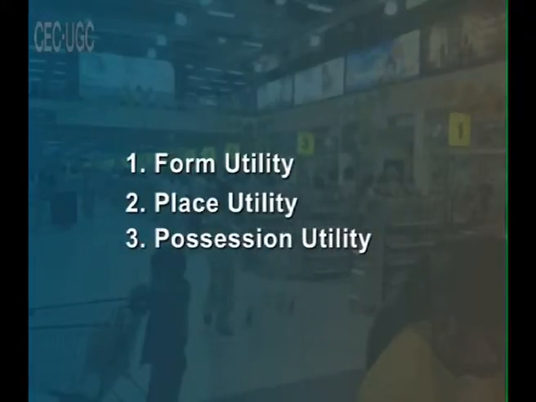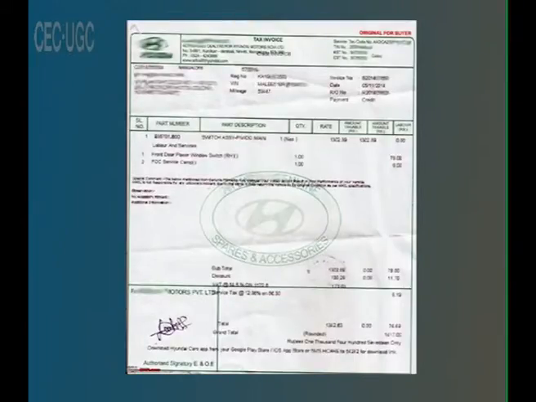Third, possession utility. Possession utility establishes legal ownership of a product. When you purchase something, you normally receive a receipt. This provides legal ownership of that particular product and the right to use the product. Some products, like computer software, for example, also provide a user license. A license of this kind gives you the right to use the product within certain guidelines. Stocks prove that you own part of a company. This is an example of possession utility.